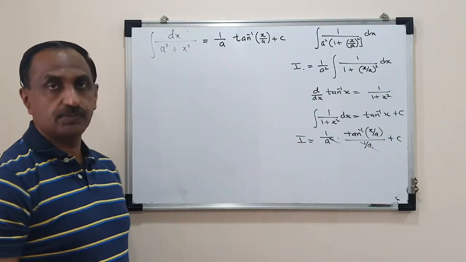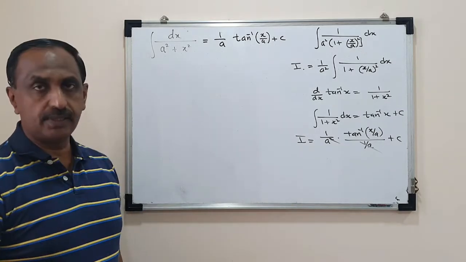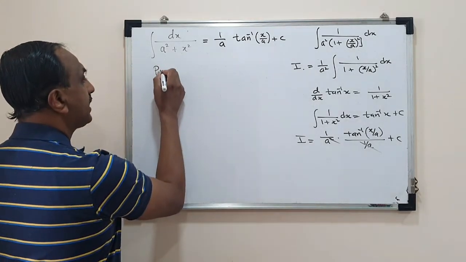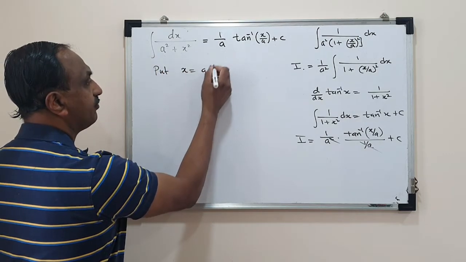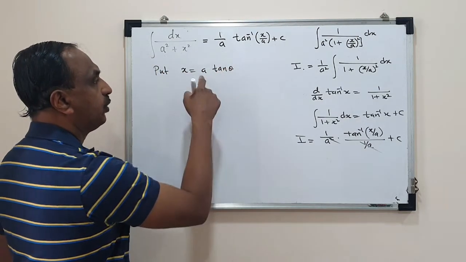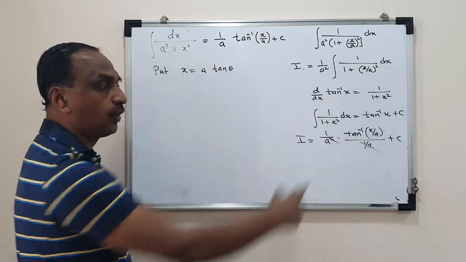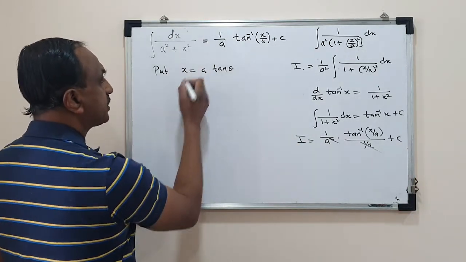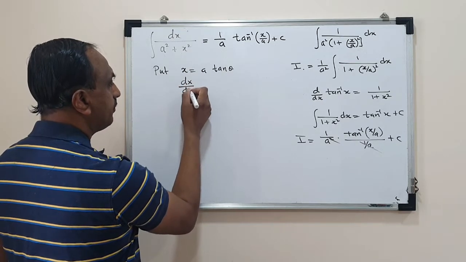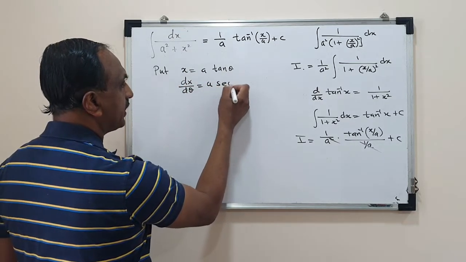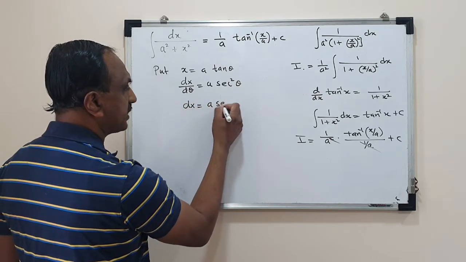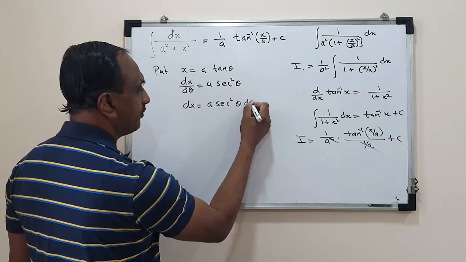But I am not going to use this method. I am going to use substitution method, because all of them work in the same manner. I will put x as a tan theta. So in the board examination, you will be writing this proof and not this one. So naturally I need to replace dx, so differentiate with respect to theta. So a sec square theta, cross multiplying dx equal to a sec square theta d theta.